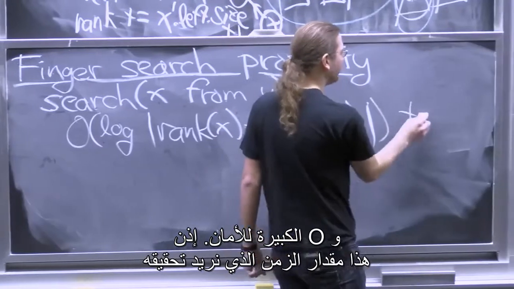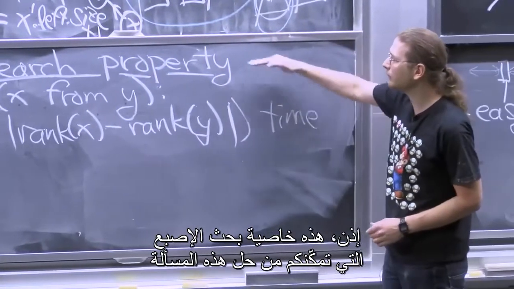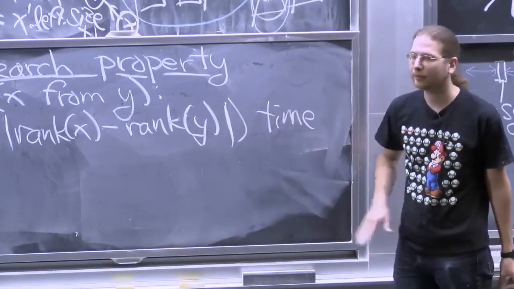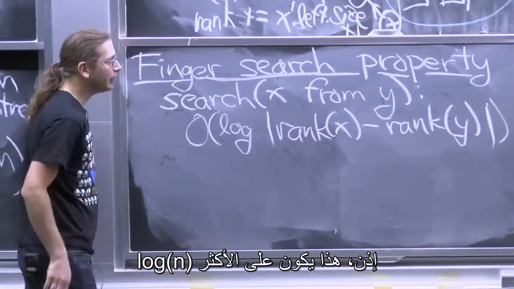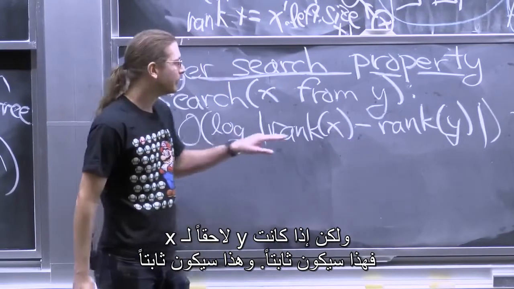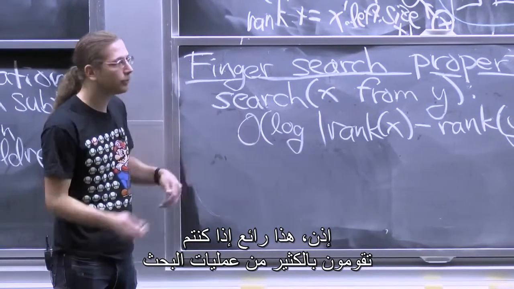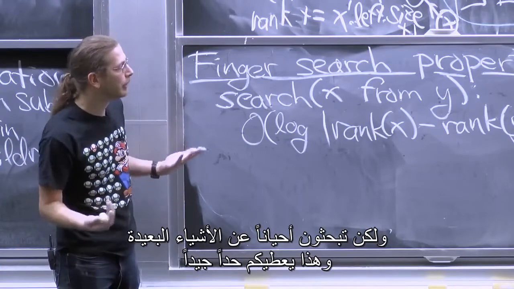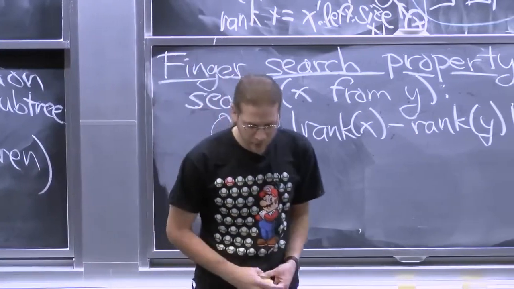Add a big O for safety. That's how much time we want to achieve. This would be the finger search property: you can solve this problem in this much time. Again, the difference in ranks is at most n, so this is at most log n. But if Y is the successor of X, this will only be constant. So this is great if you're doing lots of searches and you tend to search for things that are nearby, but sometimes you search for things that are far away. This gives you a nice bound.